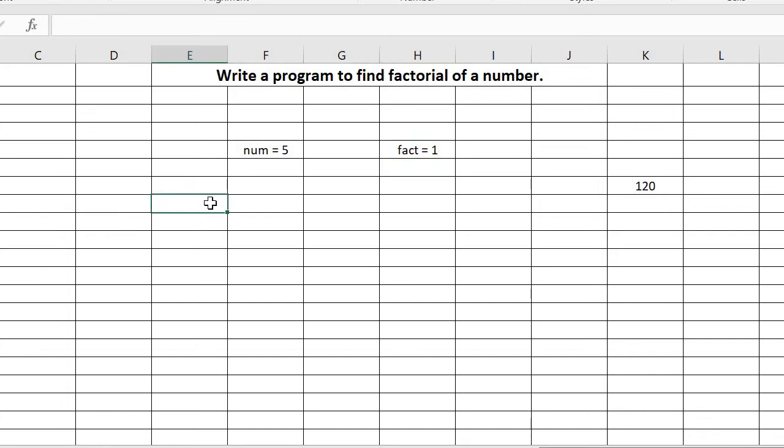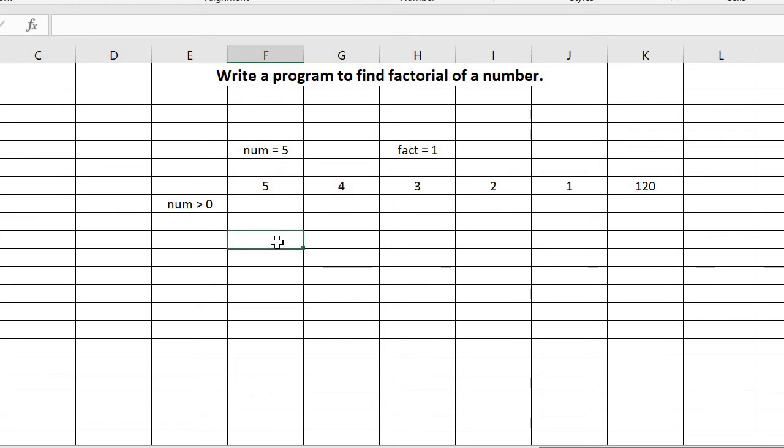Because I have to iterate, I'll take a loop here and write the condition. Iterate up to when? Up to the number is greater than 0. Because right now we have to multiply 5, then 4, then 3, then 2, then 1. So the number should be greater than 0. Only up to that I have to do the multiplication.